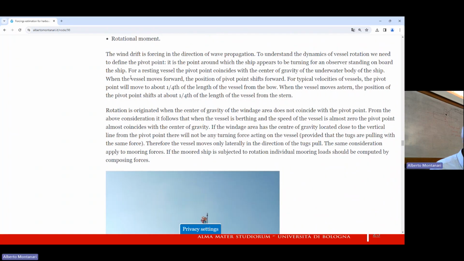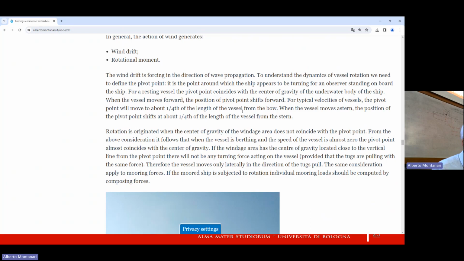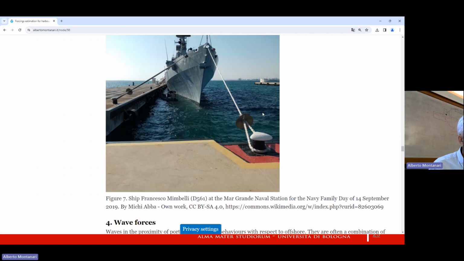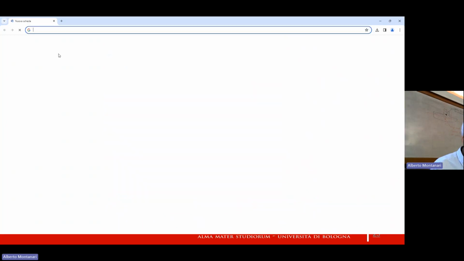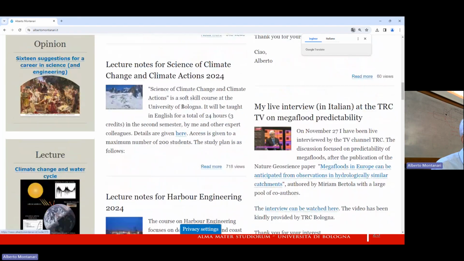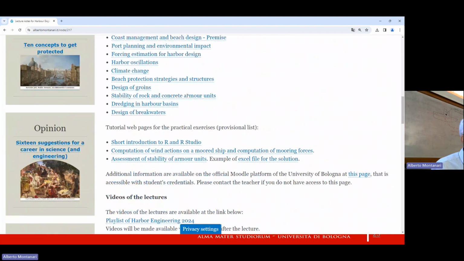So we need to assess then the drift and the rotational moment. And once we have computed the rotational moment and the two components of the wind forces, then we need to work on the position of the mooring lines and estimate the forcing along each of them. Okay, and so this is the subject of an exercise which is here. One second, I open another page, which we will make together, and we will start today, but later. So if you go to Harbour Engineering here, you get an exercise: computation of wind actions on a moored ship and computation of mooring forcings.